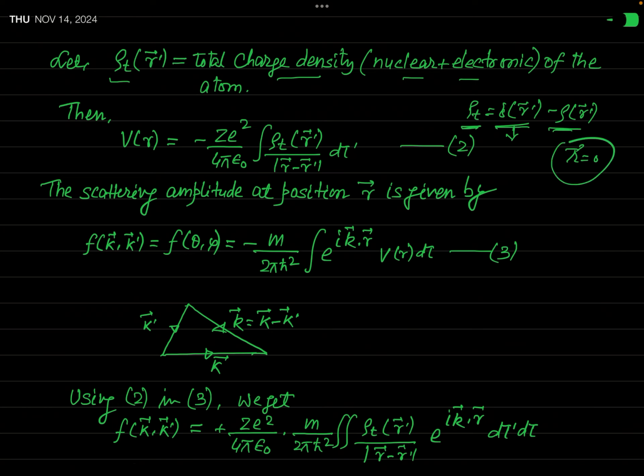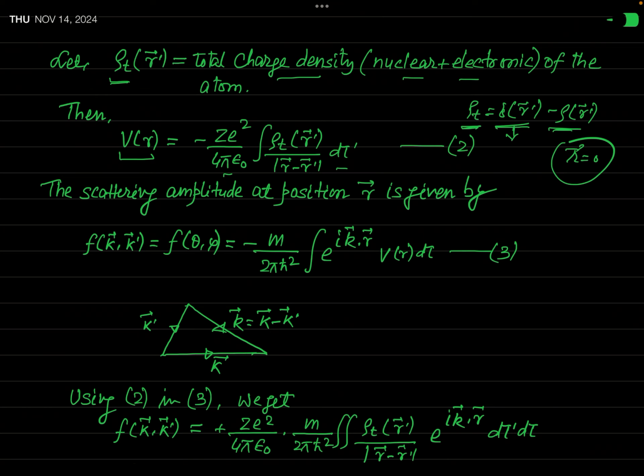Now, in terms of this rho t, the total charge density, the potential function V of R may be given as minus Z e squared over 4 pi epsilon naught, integral of rho t of R dashed divided by modulus of R minus R dashed, d tau dashed.